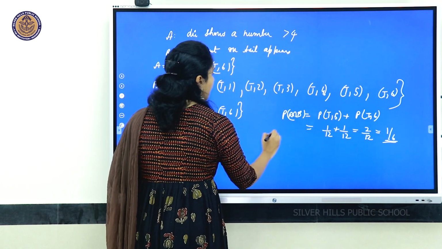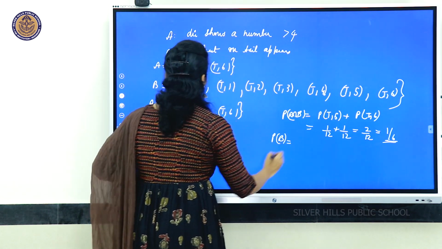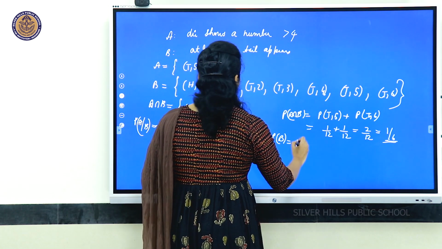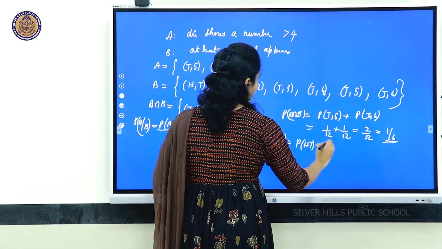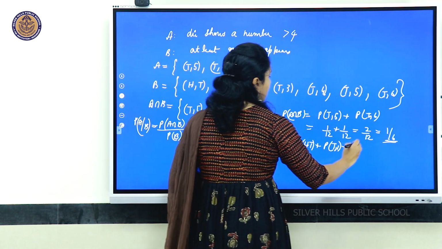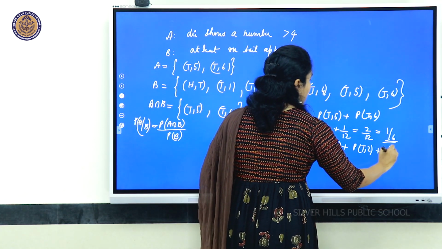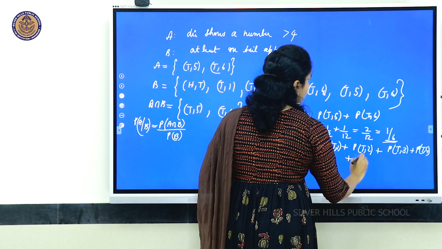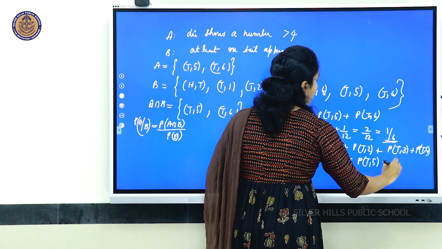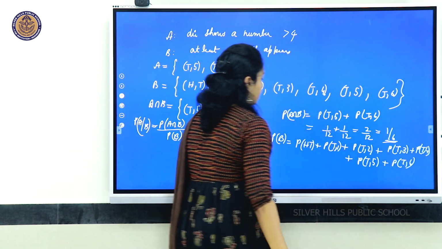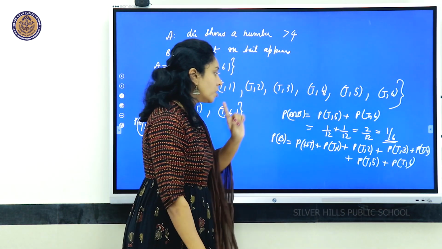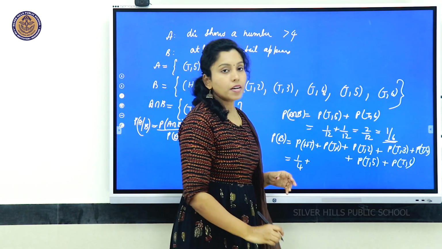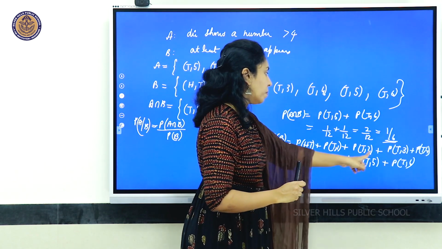Now, what do we need to find? P of B. What is the probability of B? So many members are there, we are going to add the probability of each. So, probability of HT plus probability of T1 plus T2 plus probability of T3 plus probability of T4 plus T5 plus probability of T6. All these we are going to add. First one's probability is 1 by 4. Now, for the remaining, the probability is 1 by 12. So, we get 1 by 12 plus 1 by 12 like that.